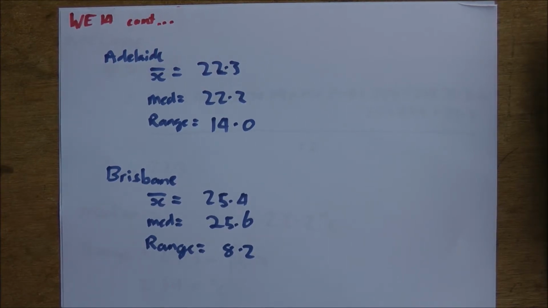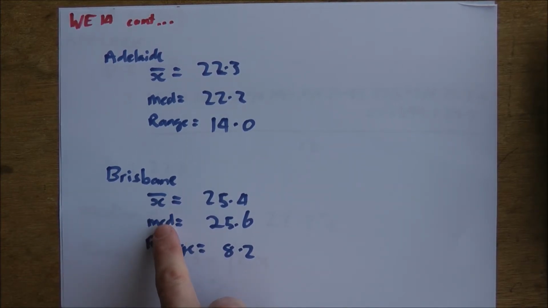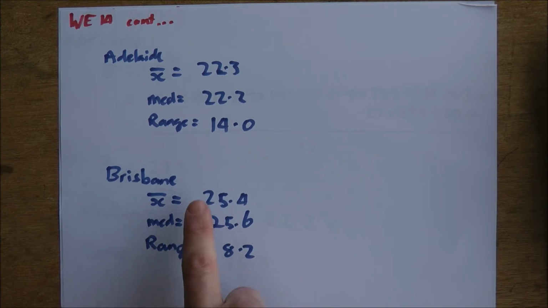So what can we say? We can say firstly Brisbane is hotter because the mean and the median temperatures are both higher. Notice what I did there. I said what we can discover, that Brisbane's hotter. Why? And I referred to the actual data because these two are bigger numbers than for Adelaide.